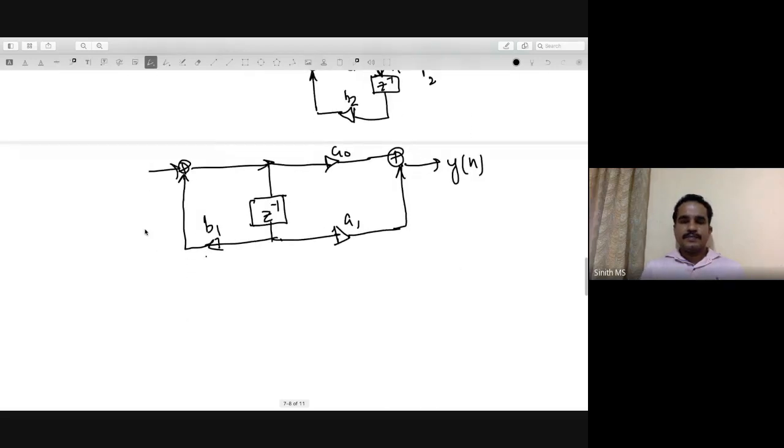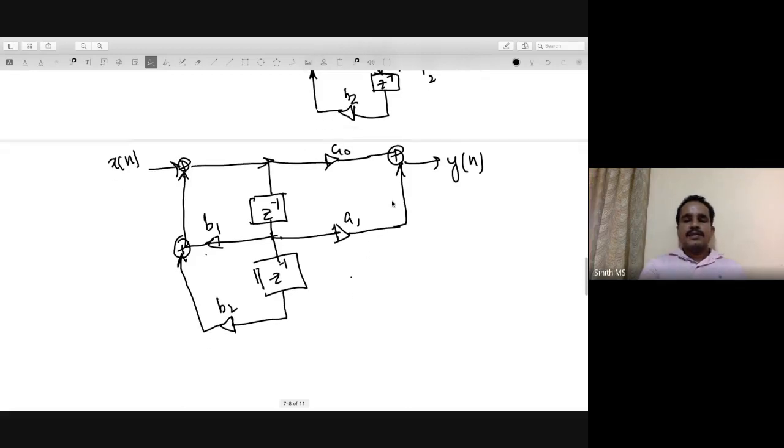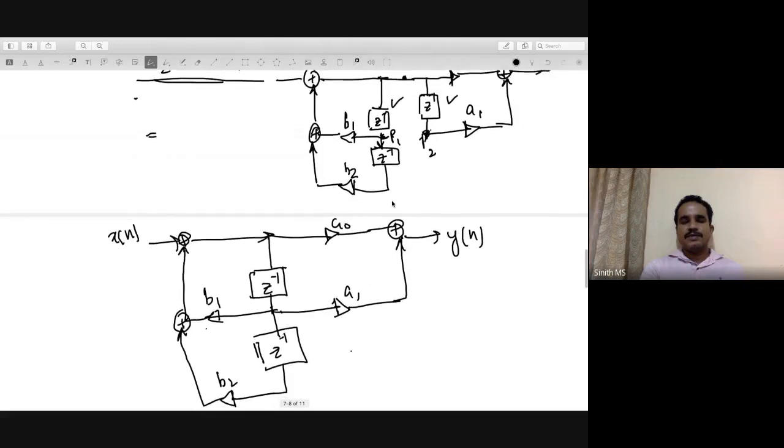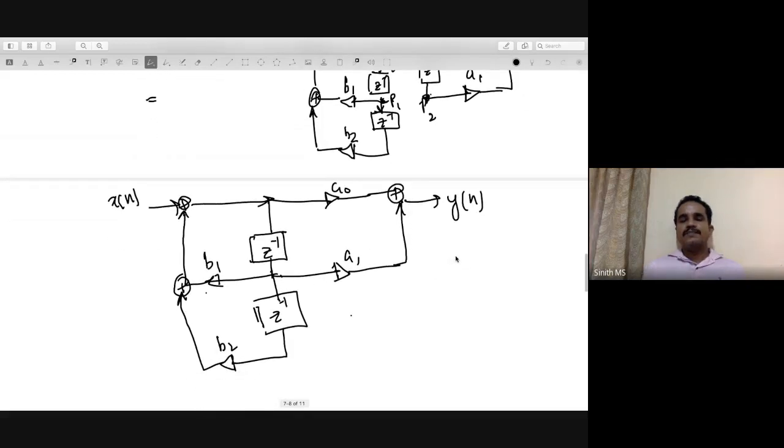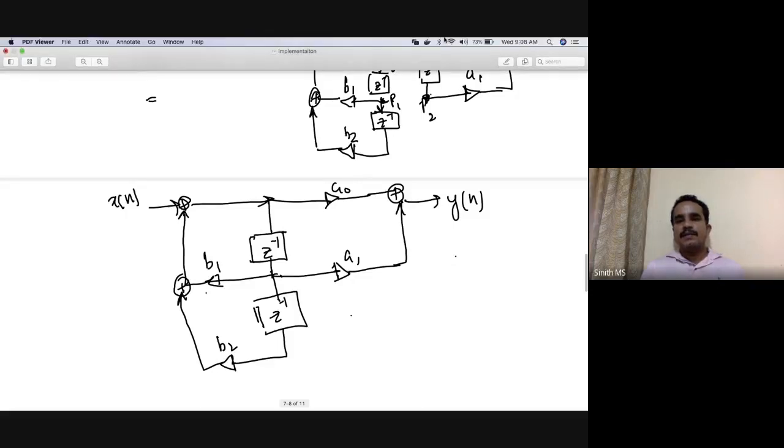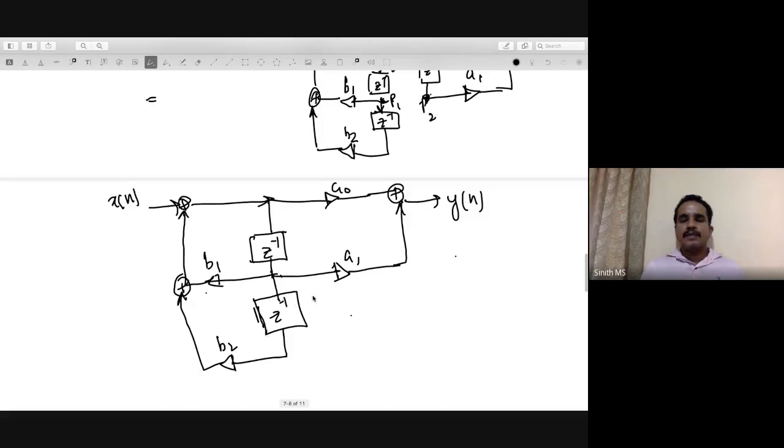This can be written as x of n. Again you take a delay. This delay can be multiplied with B2 to this side and add it here. So this is a simpler implementation of the same thing. The number of delays that you require is reduced now. So by reducing the number of delays, you get a better or efficient implementation. So these are called direct form 1 and direct form 2 implementations. In general, you call it direct form 1 and 2 implementations.